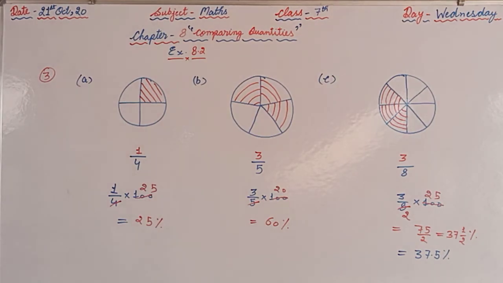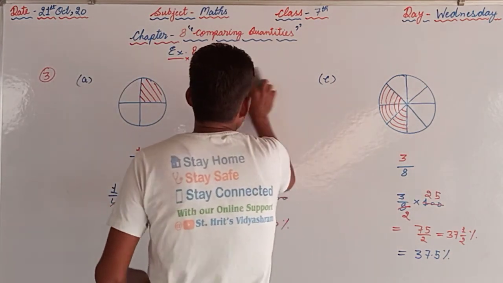We have calculated the percent in these 3 questions. In the first question the fraction was given, in the second question the decimal form was given, and in the third question the picture is given. First of all we are supposed to find the fraction of the shaded part, and afterwards we are supposed to convert that into percent. At the same time, in question number 4 we can discuss one part, and the remaining you are supposed to try.